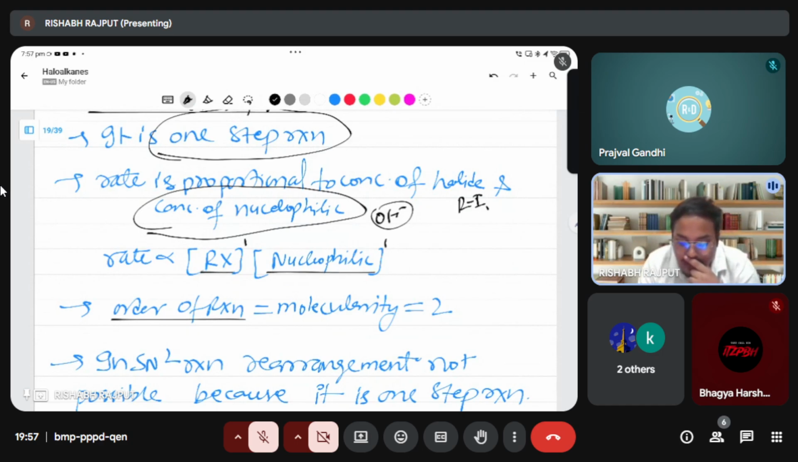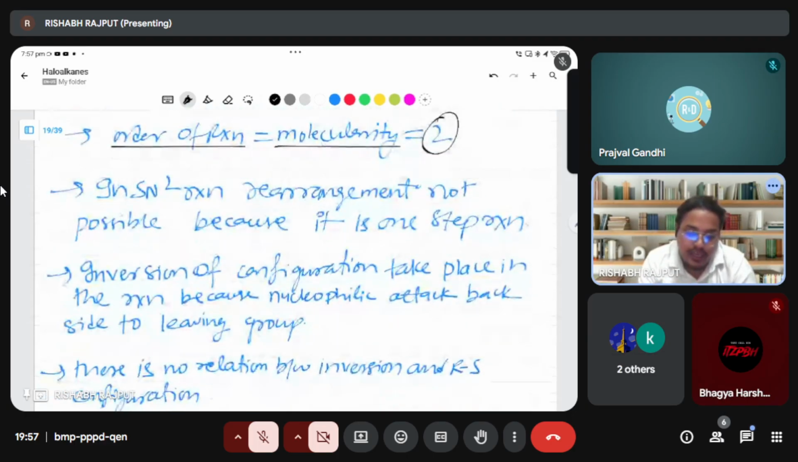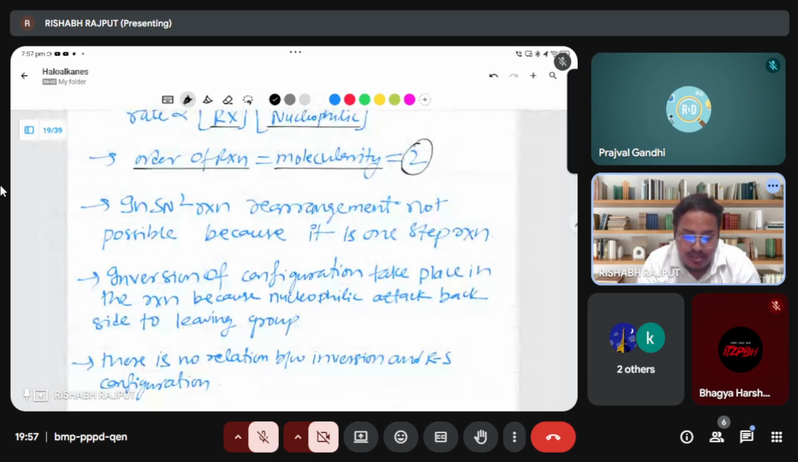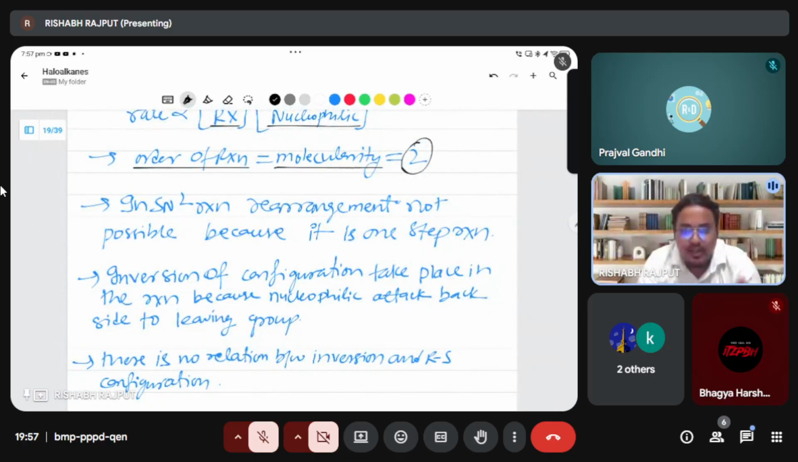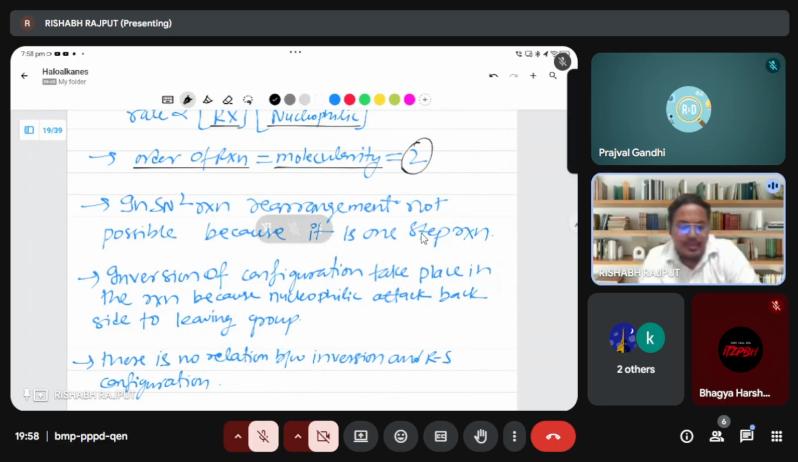Order of reaction and molecularity are equal here because it is only a one-step reaction. That is why order of reaction and molecularity are equal, that is 2. In the SN2 reaction, rearrangement is not possible because it is a one-step reaction. As I told you already about rearrangement, when you have the option, you can make a more stable compound, so in that case rearrangement can happen. But here in the SN2 mechanism it is only a one-step reaction, that is why rearrangement is not possible.